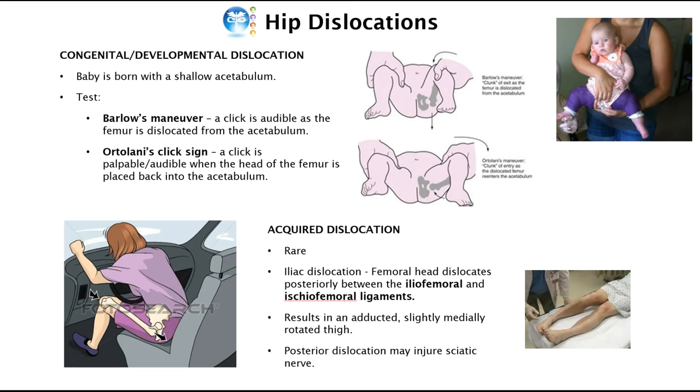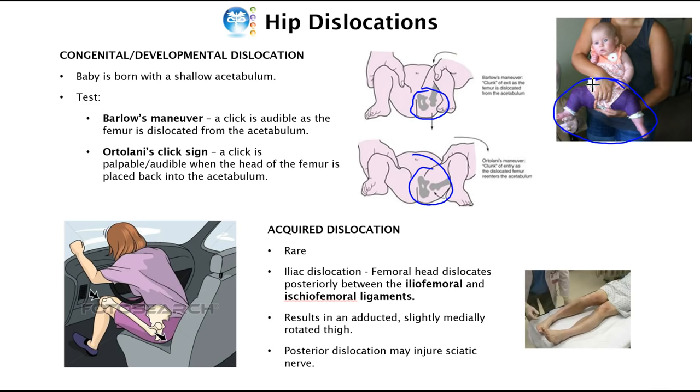To test for this, the Barlow maneuver is performed. A positive test occurs when the femur is easily dislocated when pushing the femur posteriorly with internal rotation, and there's often an associated audible click. A click also might be palpable and heard when you push the femur back into the acetabulum. This is called the Ortolani's click sign. This is typically outgrown and takes care of itself, although some casting may be indicated.